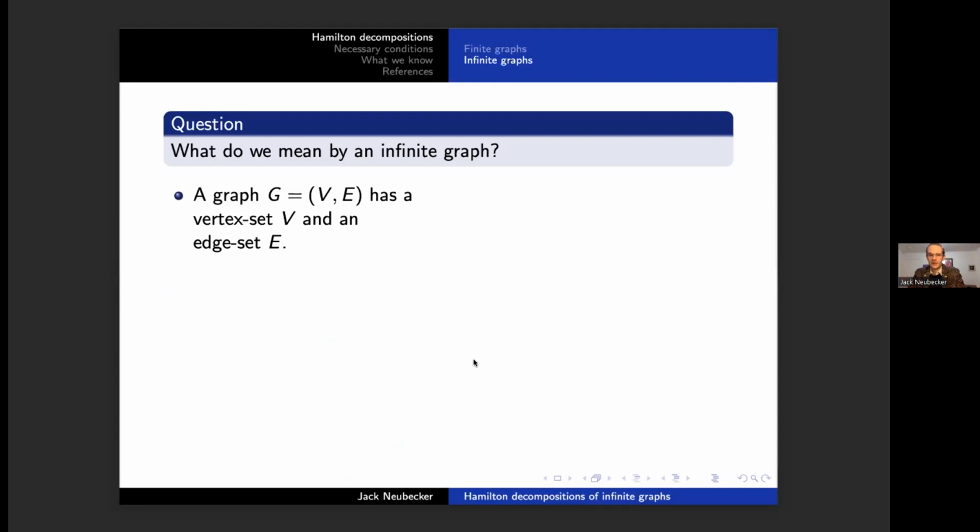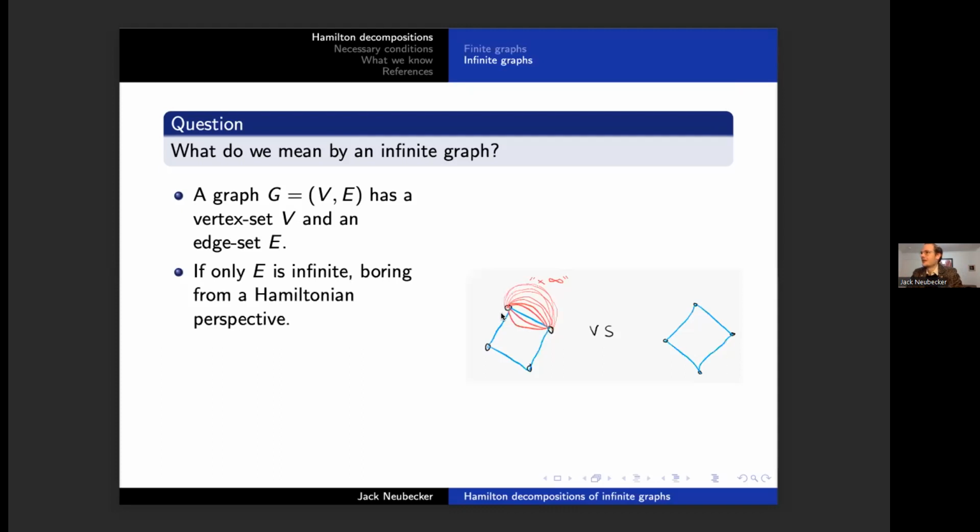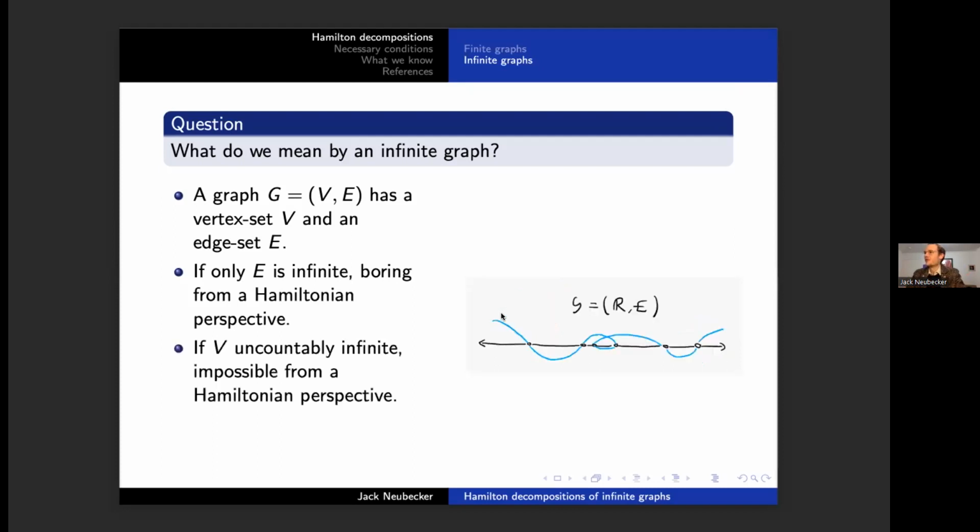What do we mean by an infinite graph? Well, formally, a graph is just a pair (V, E), where V is a vertex set and E, the edge set, is a set of two-element subsets of V. If I only make E infinite, then we don't get a very interesting graph from a Hamiltonian perspective. So let's at least make V infinite as well. But I'm also going to make sure that V isn't too infinite. If it's uncountably infinite, then anything like a Hamilton path where I visit all of the vertices isn't going to be possible because we can't count all of the vertices. So we're going to say that our vertex set is countably infinite today as well.